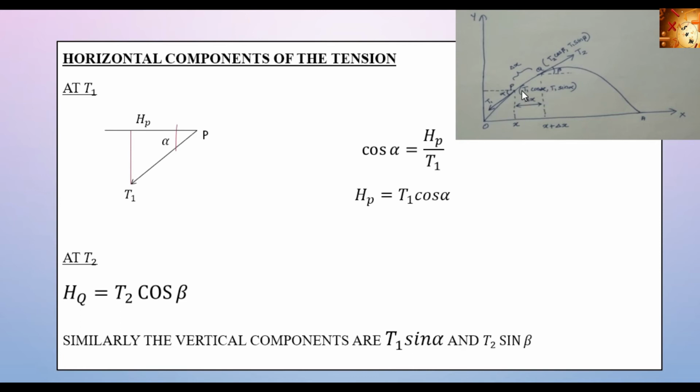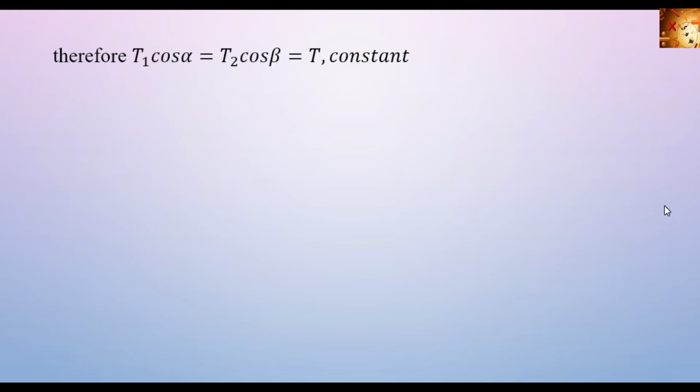Therefore, the coordinate at the point P will be T1 cos alpha, comma T1 sine alpha, and at the point Q is T2 cos beta, comma T2 sine beta. All the vibrations are in the vertical motion. So we are taking the horizontal components as a constant. That means T1 cos alpha is equal to T2 cos beta is equal to a constant T.